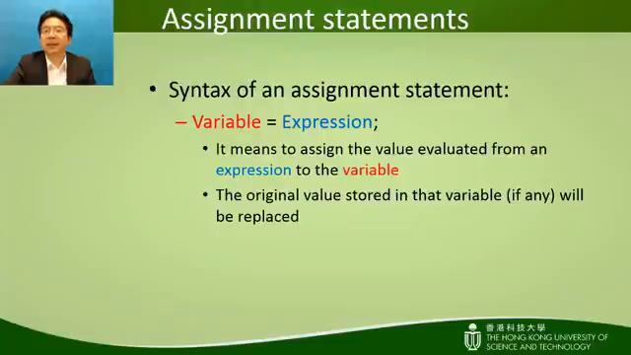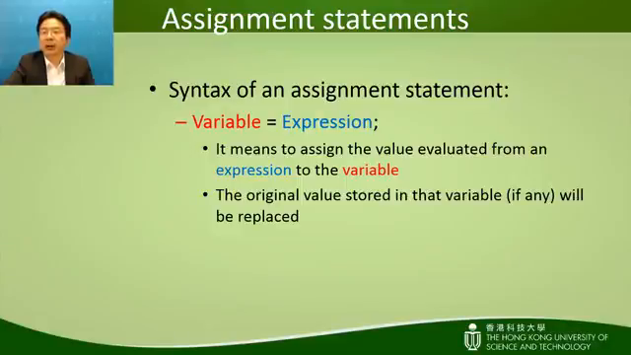We have seen many statements with an equal sign in the previous examples. These are called assignment statements. The syntax of an assignment statement is to place a variable name on the left-hand side of the equal sign, an expression on its right-hand side, and a semicolon at the end. The meaning or semantic of an assignment statement is to assign the value evaluated by the expression on the right-hand side to the variable on the left-hand side, and the original value stored in the variable will be replaced.